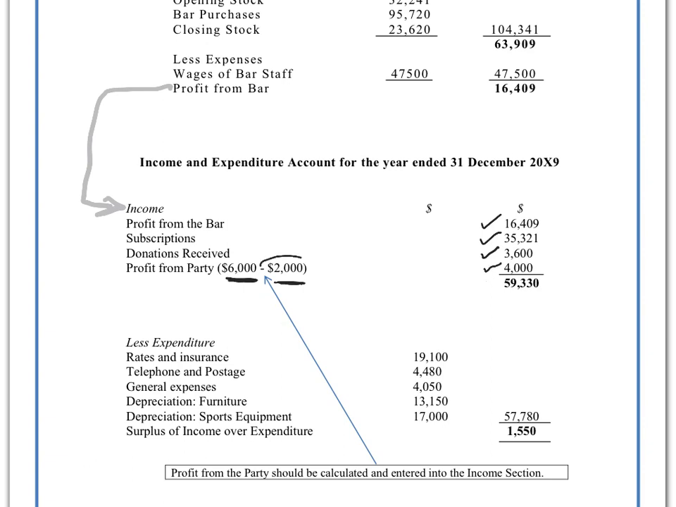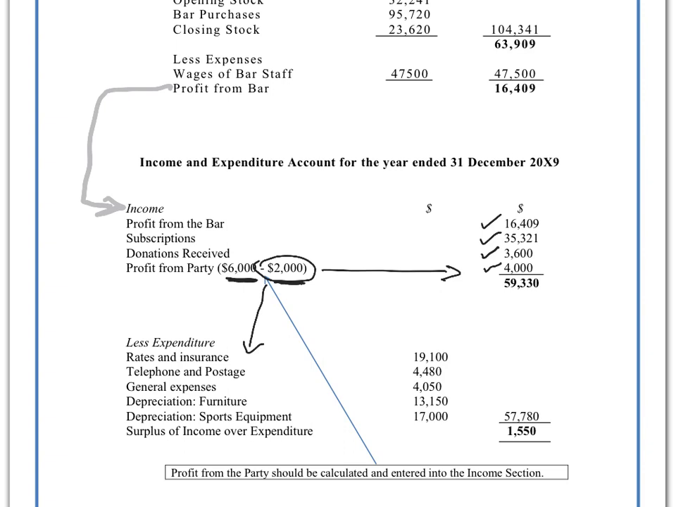Now a lot of students put this $2,000 as an expenditure, and of course I understand that you're used to putting it as a profit and loss expense in the trading and profit and loss account, but it's one of those quirks of a club account that we do the calculation for the profit from the party in the income section and minus it directly, and then put the resulting profit straight into the income section of the income and expenditure account.